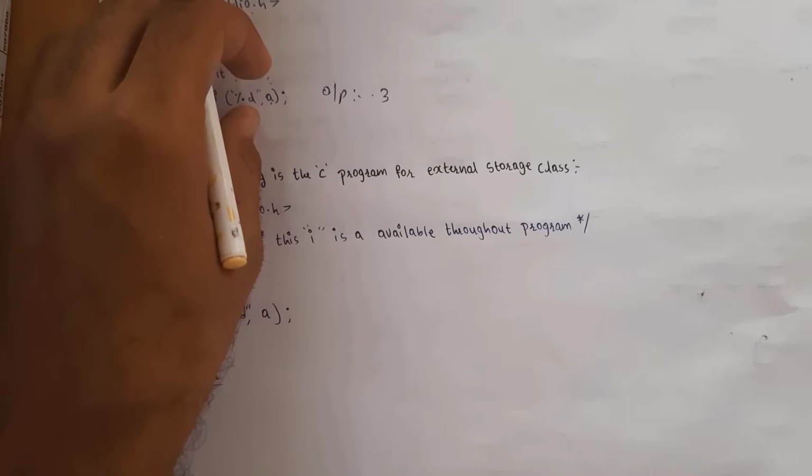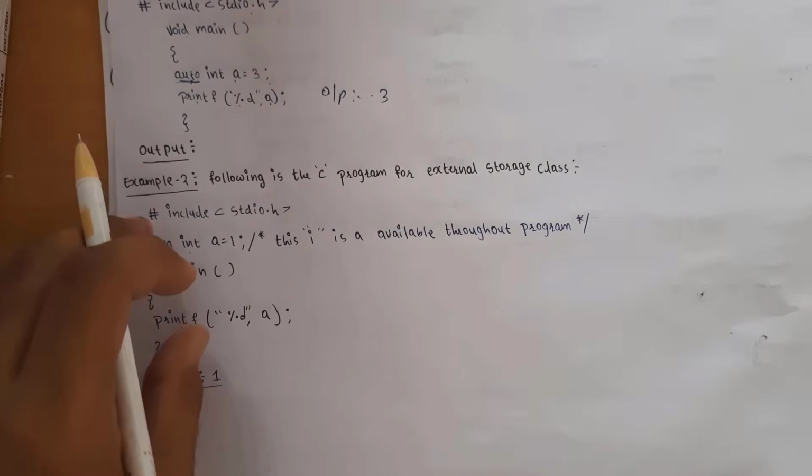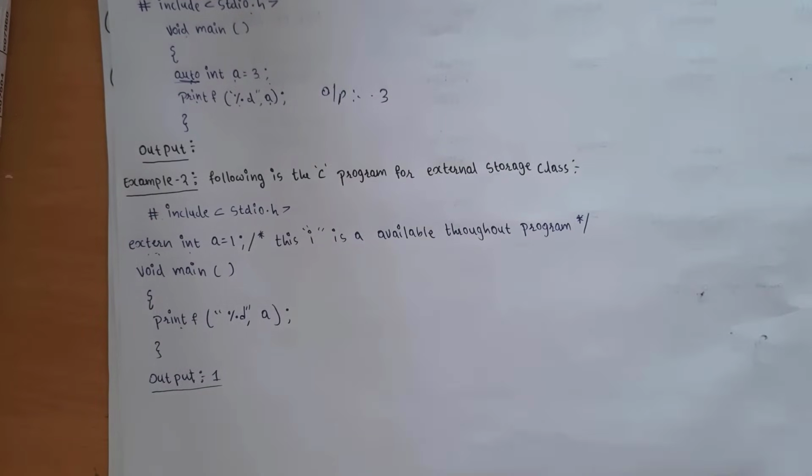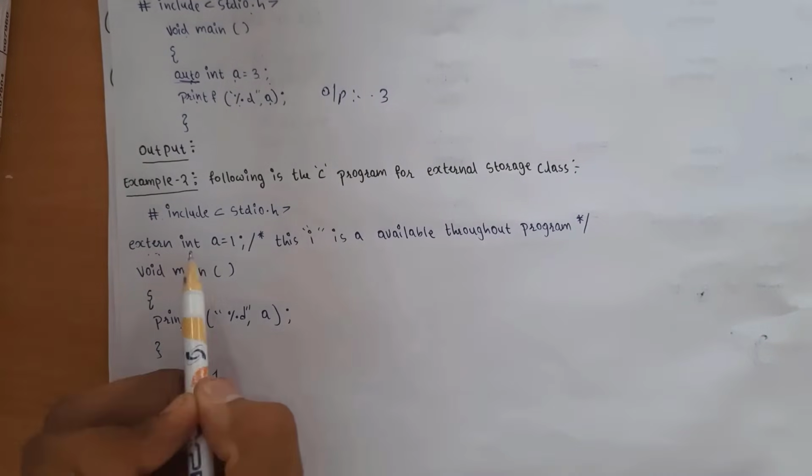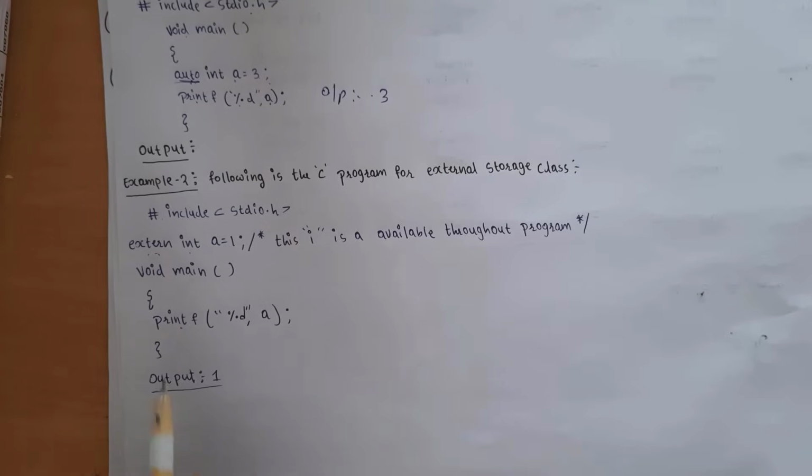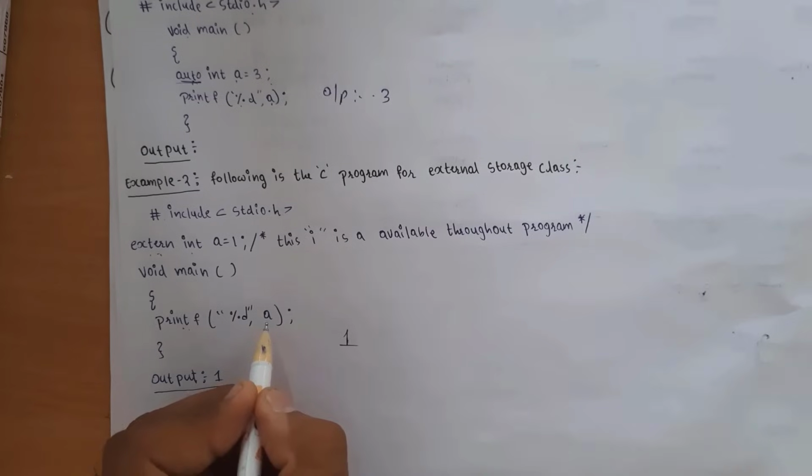But if you want to use extern storage class, then you need to declare this extern storage class outside the main function. So I wrote here extern int A = 10, and inside the main function I wrote printf("%d", A). Whenever I write like this, I will get output as 1 because the value of A is 1.